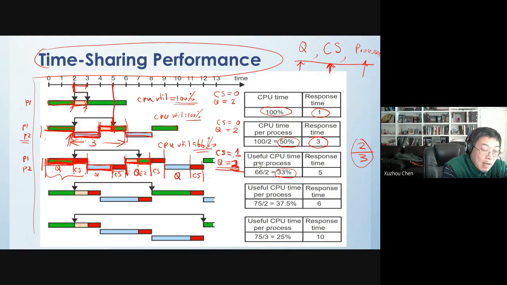Now, what is the response time for process 1? Process 1 finished the first part and requests the next one. Process 1 cannot get the next one until time 7. So when it requests at 2, it gets it at time 7. So 7 minus 2, that's 5. Okay, so that's the response time.